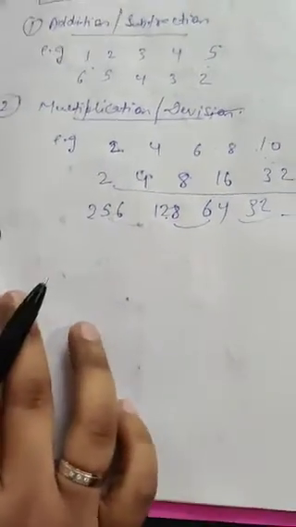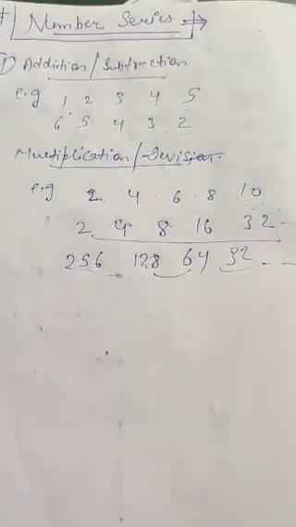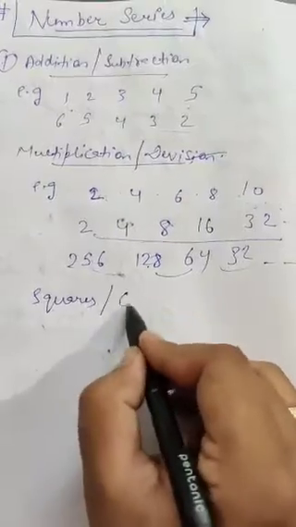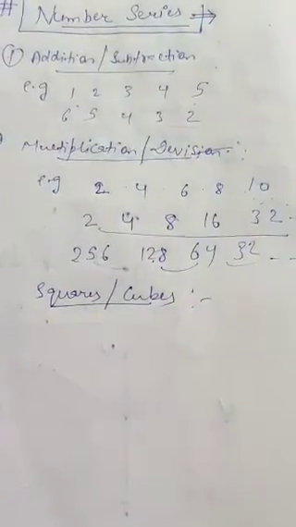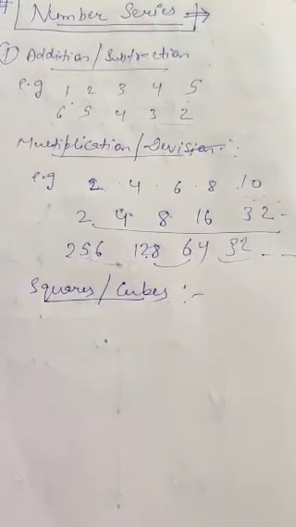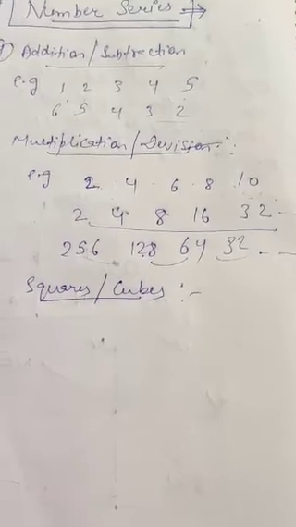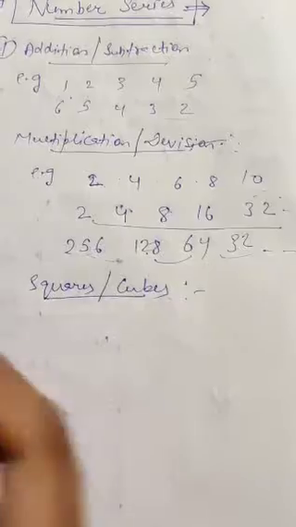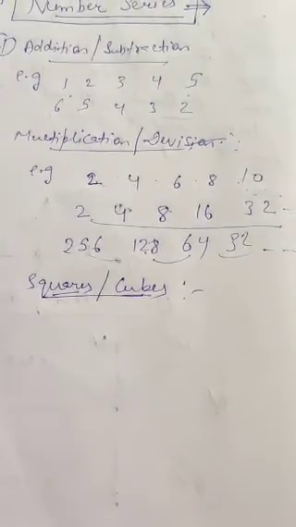Then after addition, subtraction, multiplication, division, what else do we need to see? We need to see the squares or cubes of any particular number. We have to see the difference or the gap between them, whether it can be filled by some squares or cubes. So we have to analyze the question, and then squares and cubes are also a criterion in order to fill the gaps.